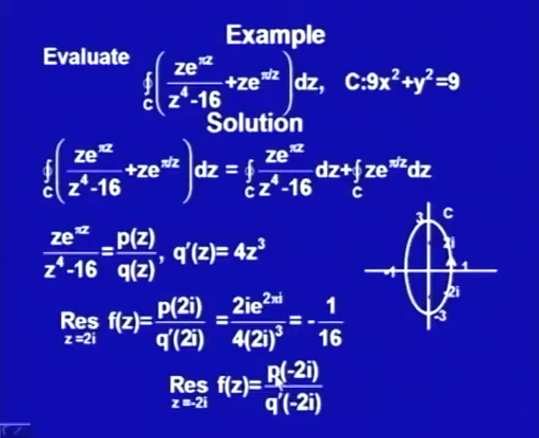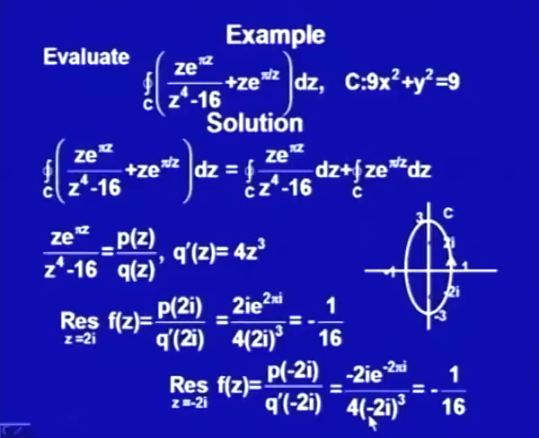By the same formula, it should be p at minus 2i upon q dash at minus 2i. Now, what is p at minus 2i? It would be minus 2i into e to the power 2 pi i minus 2 pi i, divided by q dash at minus 2i, that is 4 times minus 2i cube. One 2i and one 2i will cancel here.